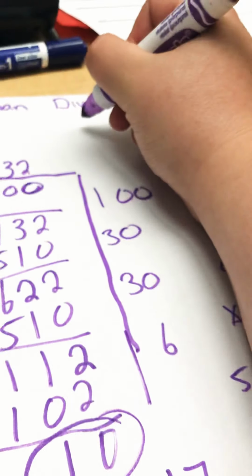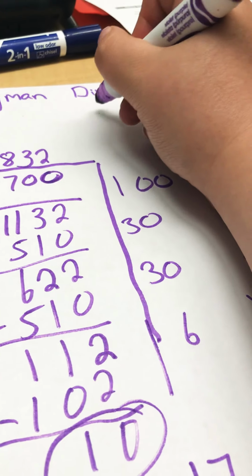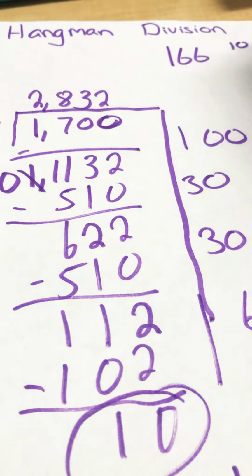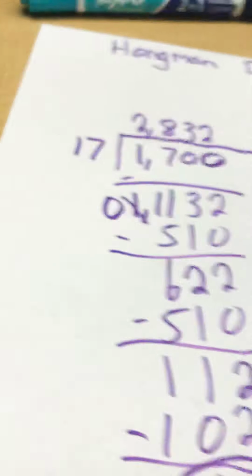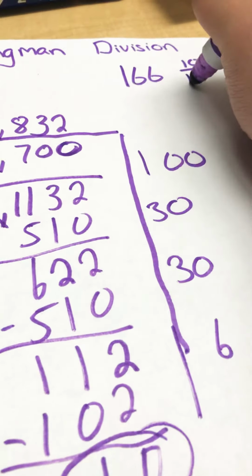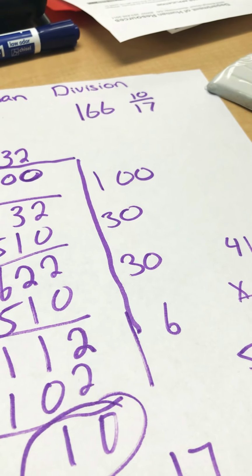So the way we're going to write this is we want to make our remainder into a fraction. So we're going to write our quotient, which is 166. And then if our remainder is 10, we're going to put 10 real small up here, draw a line, and then our divisor is always going to be our denominator, so it's going to go underneath. So 166 and 10/17 is our answer.